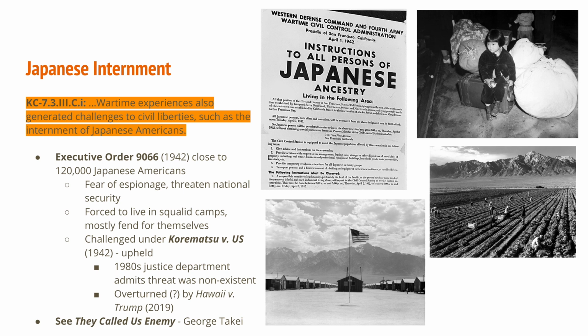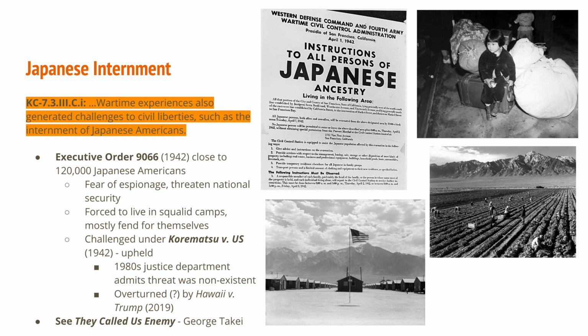The internment was challenged under the court case Korematsu versus the United States. Fred Korematsu was someone who tried to evade the internment, and then once he was finally caught, he sued the federal government. And the Supreme Court upheld the internment. They said that in times of war, the United States could put people in internment if they were posing a threat to national security.